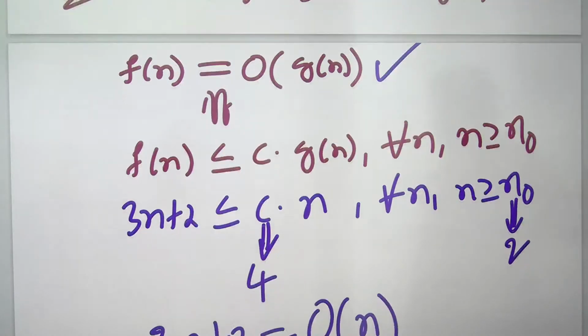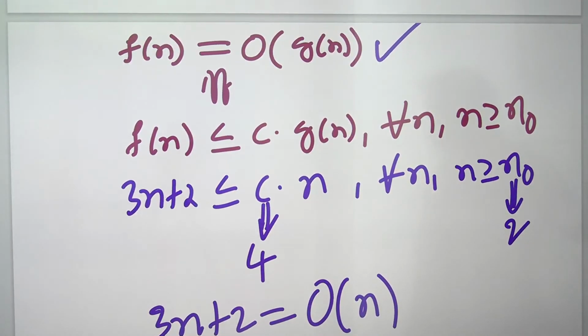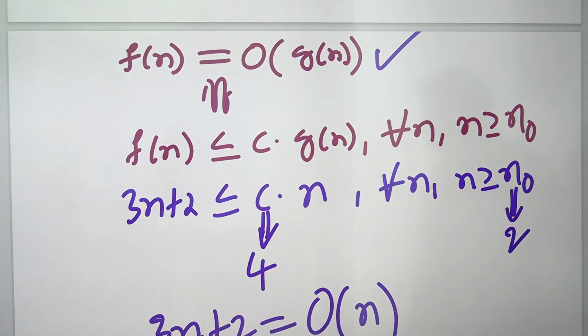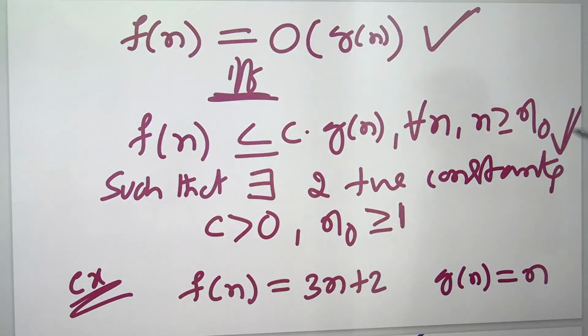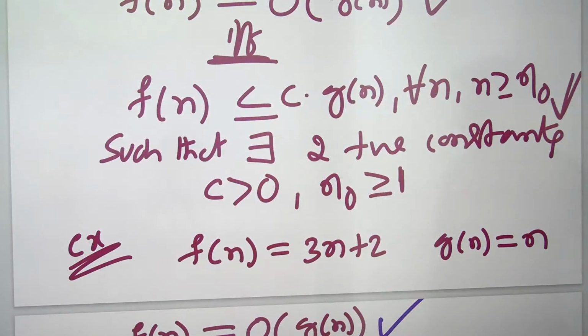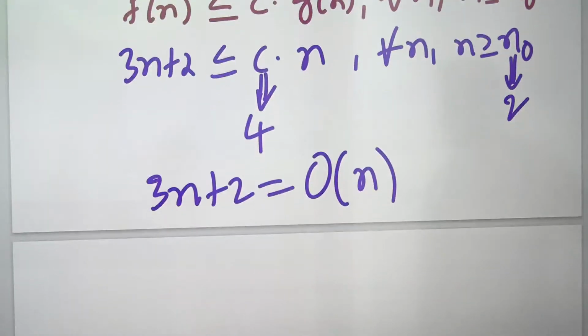Some people are asking, you took C value 4, sir, what about 5? I think if 4 works, 4 itself makes right bigger, so definitely 5 also will work. You need not think about every C. See the definition: such that there exist two positive constants. You need not bother about every constant. Find one constant C which is greater than 0. Find one n0 which is greater than or equal to 1. This condition should be satisfied.